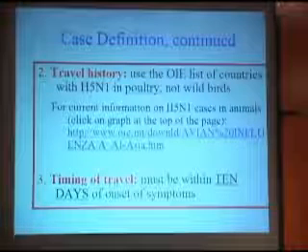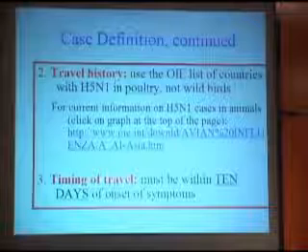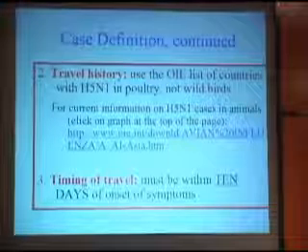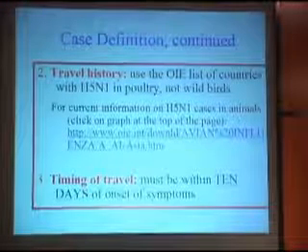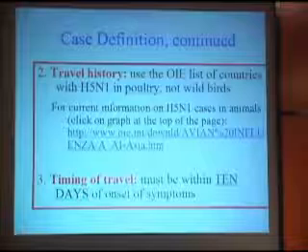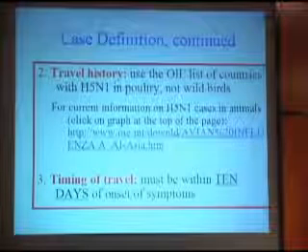And the third factor is that the timing of the travel must be within 10 days of onset of symptoms. So it's important not only to find out where they went, but try and get travel dates and compare it to onset of symptoms. When you go to this website, this is what you'll see.